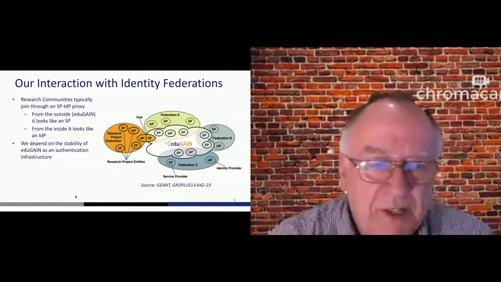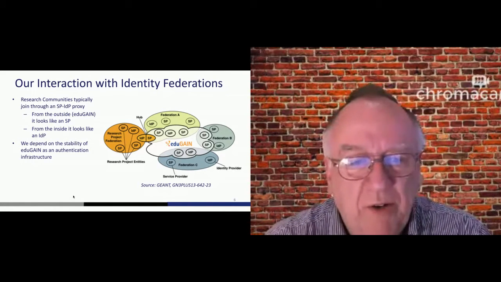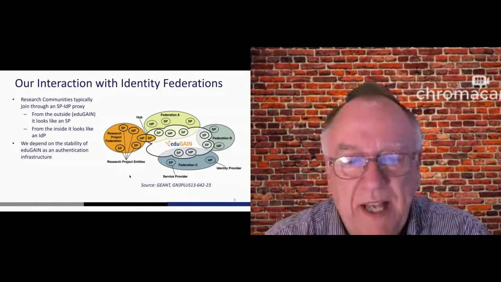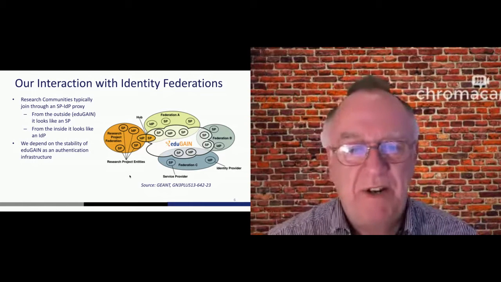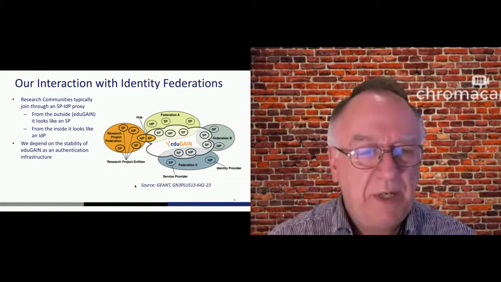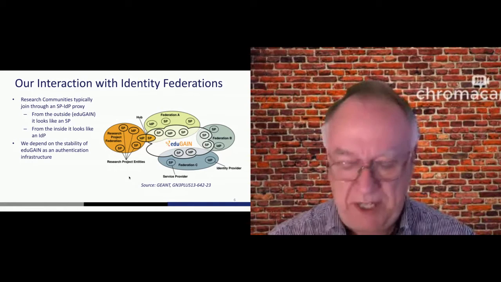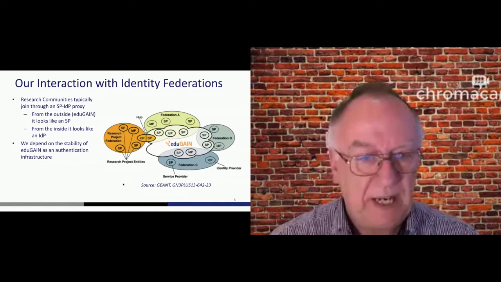But from inside the Research Project Federation, it looks like an identity provider. The proxy then gives access to all of the identity providers around the interfederated world called Edugain. And we depend on the stability of Edugain as the authentication infrastructure. Next slide.